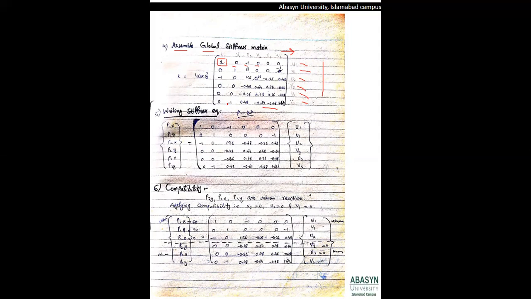Once we have the global stiffness matrix, in the fifth step we write the stiffness equation. The stiffness equation is P equal to KD, where P is the load, K is the stiffness matrix, and D is the displacement matrix. In case of the load matrix, we have loads in two directions, as it is a 2D truss. So it is going to be P1x, P1y, P2x, P2y, P3x, and P3y.